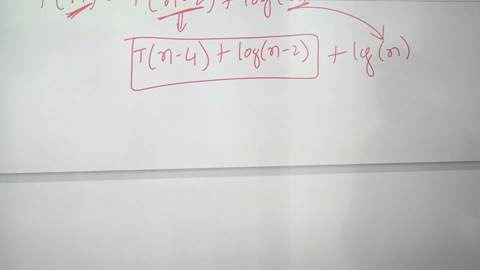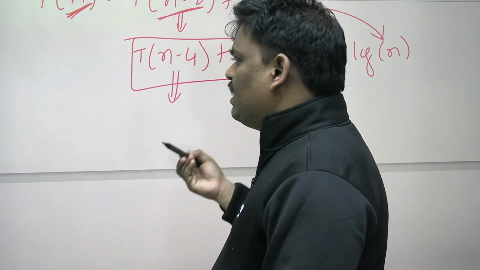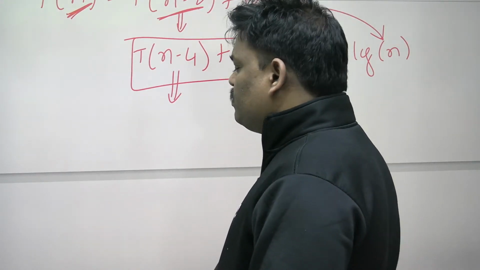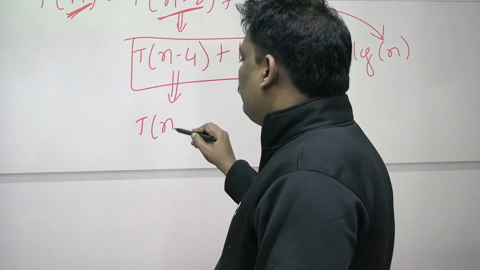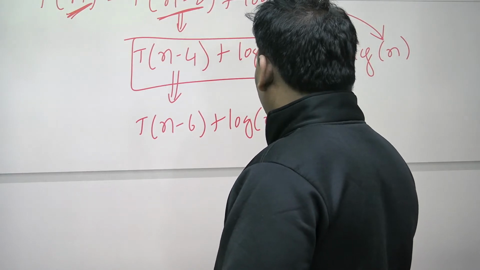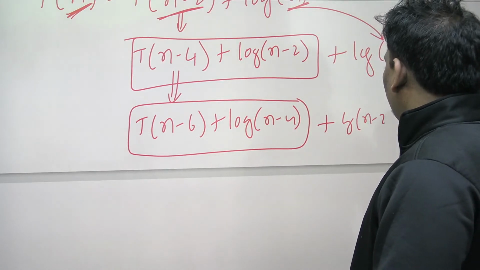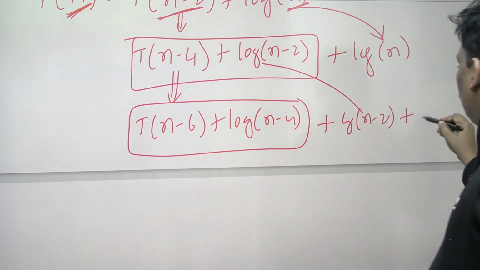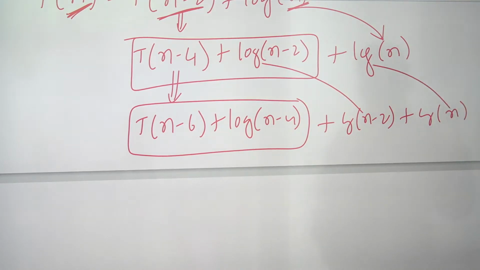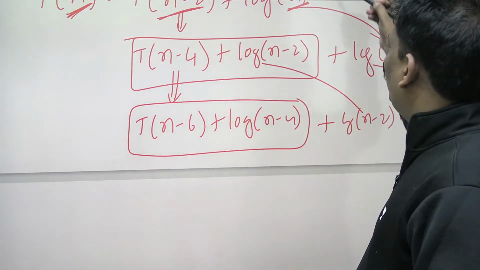Right, now let's go further. If I expand one more time, because 3 times you have to do, we did, right? Yesterday also I did 3 problems. 3 times you have to expand. Let me do one more time. T of n minus 6 plus log of n minus 4, plus log of n minus 2, plus log of n. After 3 rounds are over, please verify what is going on.